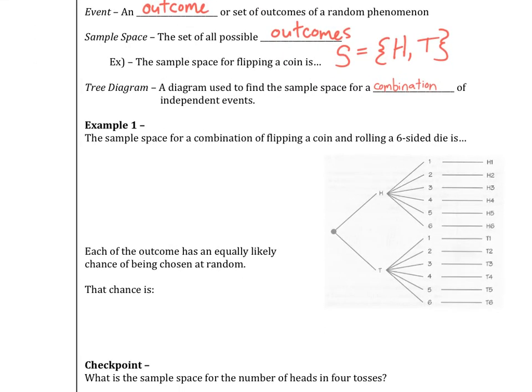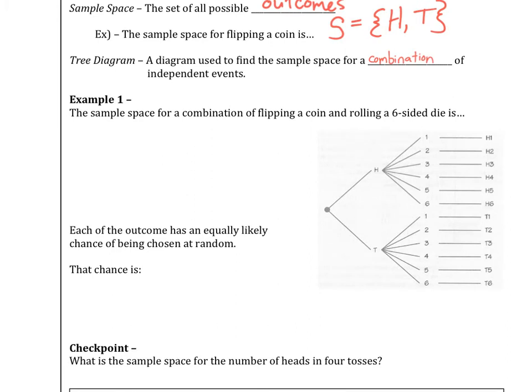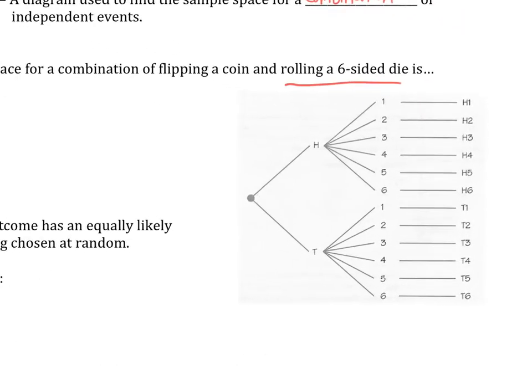So let's look at example 1. The sample space for a combination of flipping a coin and rolling a dice is as follows. Okay, so if we flip a coin, what are the possible outcomes you get when you flip the coin? You could get either heads or tails. When you roll the dice, a 6-sided dice, what are the possible outcomes? You could roll a 1, you could roll a 2, you could roll a 3, a 4, a 5, or a 6. So our possible outcomes are kind of drawn in this tree diagram.